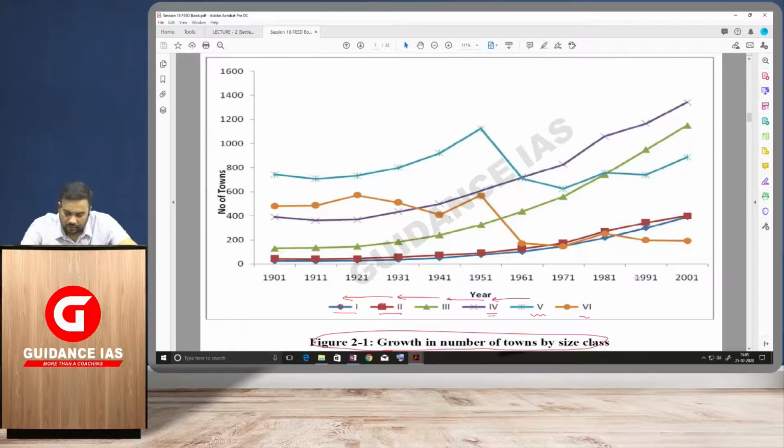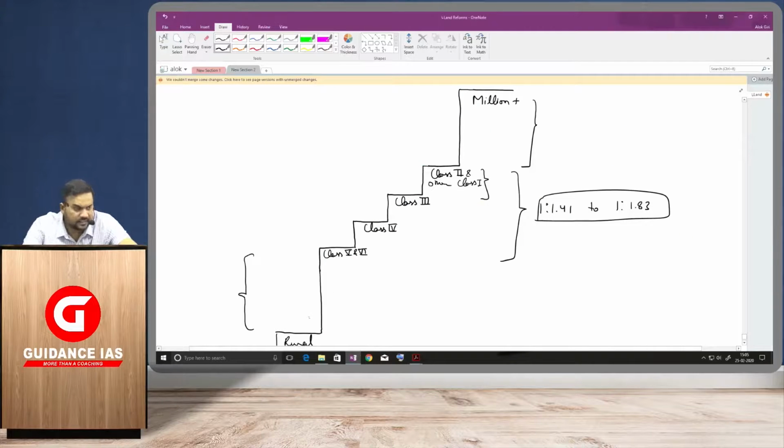So what we are saying is, at 2 places the hierarchy is broken in India. One is the distance between million plus cities and immediately lower towns. And second one is the urban and rural divide.